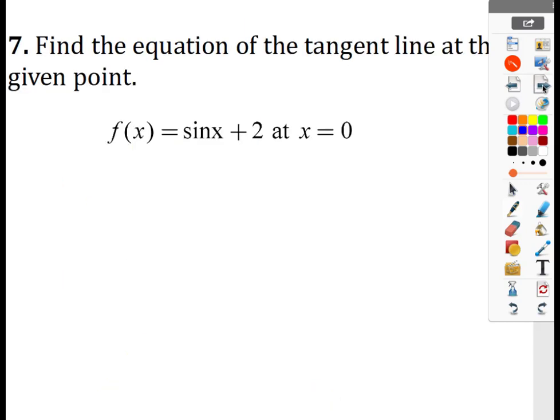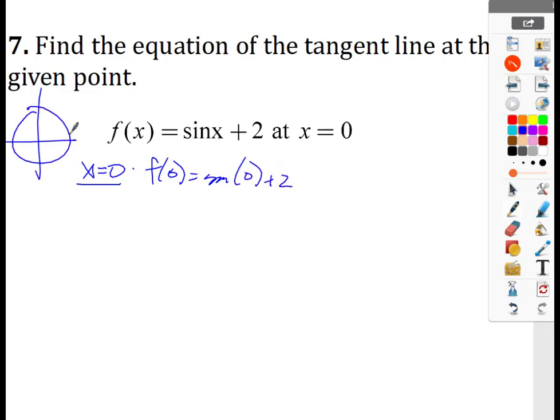On this one, write the equation of the tangent line at the given point at x equals 0. So we need to find out what the y value is first. So we simply plug in 0 into the original function. Sine of 0 plus 2. That's a quadrantal. Your sine value is your y value. So you can see that it's 0. So it's 0 plus 2, which is 2. So my x1, y1 is 0 and 2.